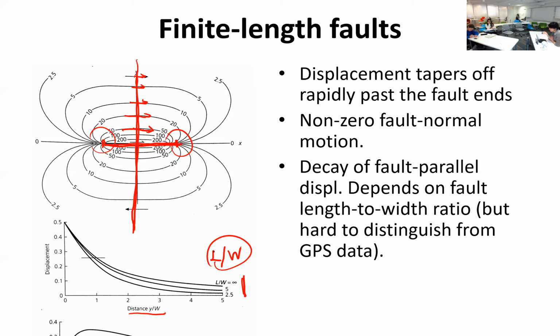But in reality, they're so closely spaced. If we go from 2.5 to 5 and to infinity, they're very close together, so that even your GPS records are sort of just within this error range, and you can't really rely on this type of shape to get precise information on L over W. Okay, so that's the finite width fault.